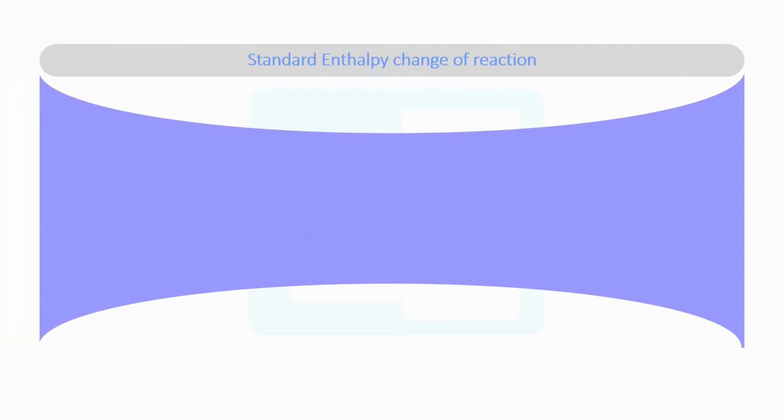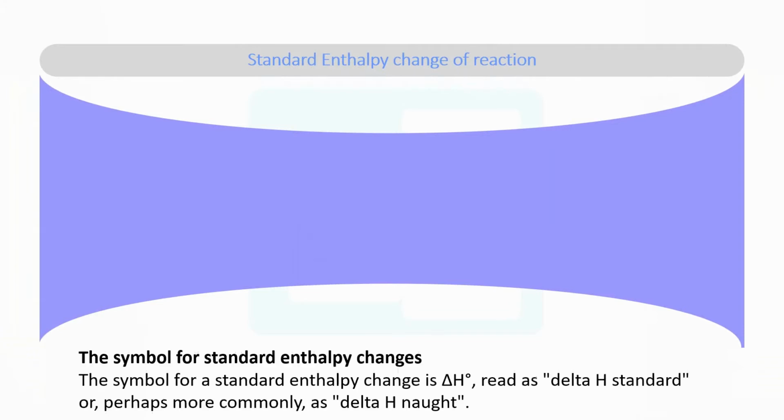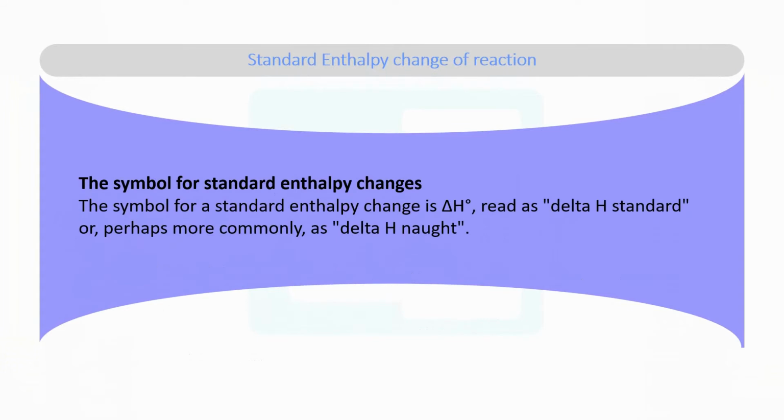The symbol for standard enthalpy change is delta H, with a reference symbol here, that is delta H standard. Sometimes we can use theta or another symbol. Different books have different symbols, but this is the standard condition, that is the matter.